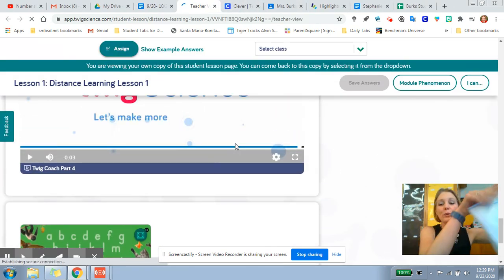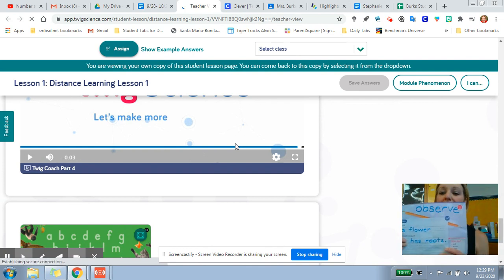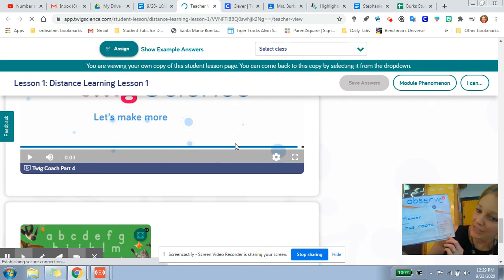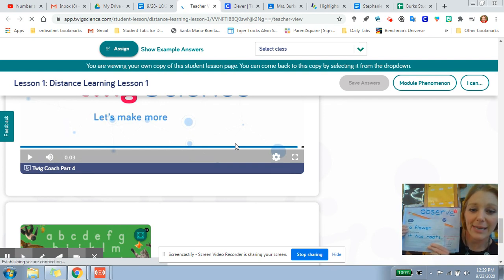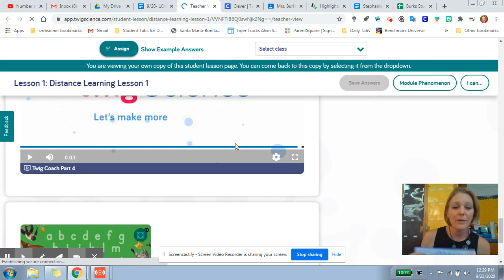So you need to go now and take a picture of your work on page 16 that we did together, talking about how a flower is a plant because it has roots. So take a picture of this work and post it in Google Classroom.